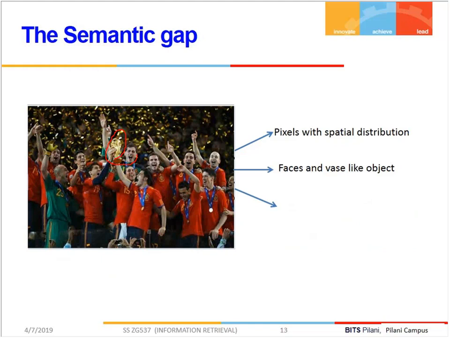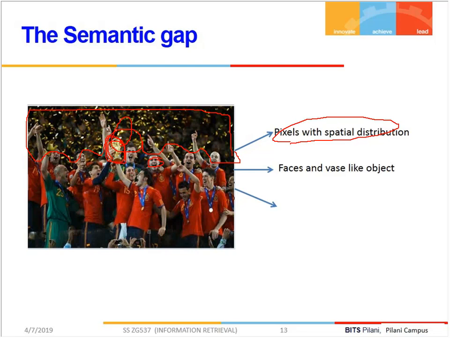But suppose you give this image to a search engine, it will not be able to understand the emotions involved in this picture. There are certain emotions. People are happy here, so they are celebrating. But the search engine cannot understand this. The maximum it can understand is the pixel distribution, the pixels with their spatial distribution. If it sees this image, it will see that there is a black background here because too many black pixels are here, so maybe it is night. And the maximum it can identify is that there are some faces and a vase-like object, the trophy. The trophy, the faces and the night, this much it can recognize, but it cannot recognize the sentiments involved in this.